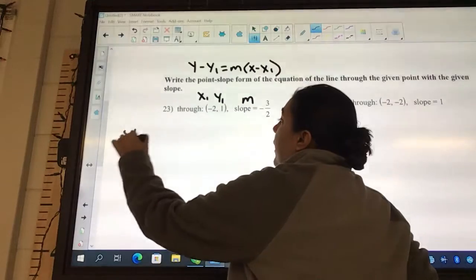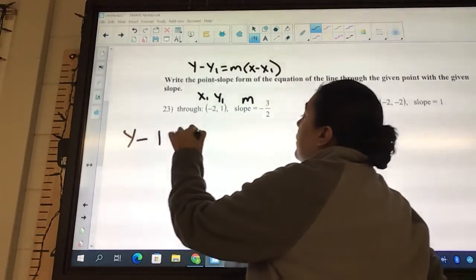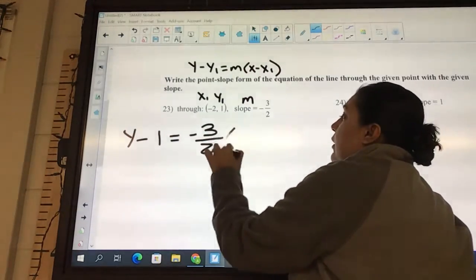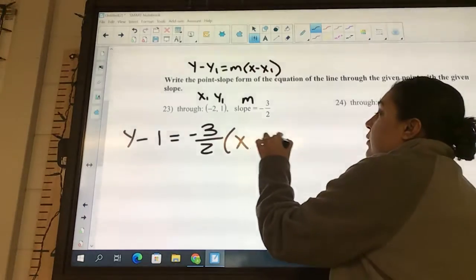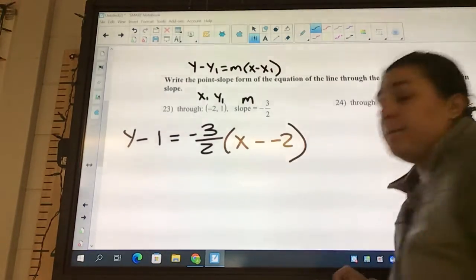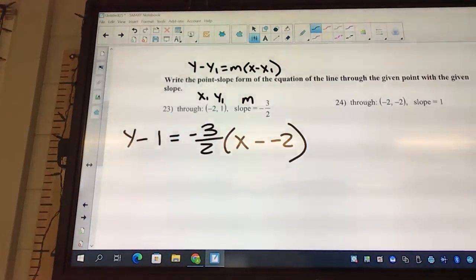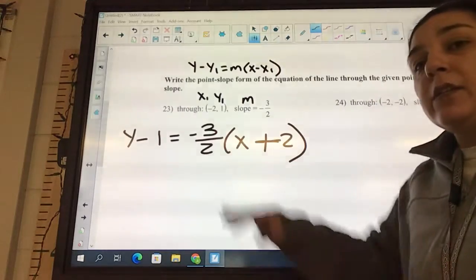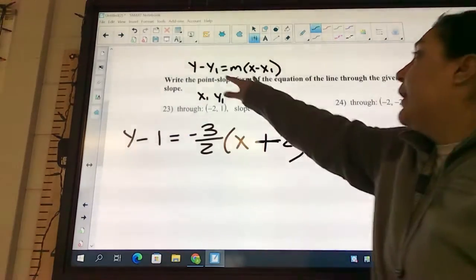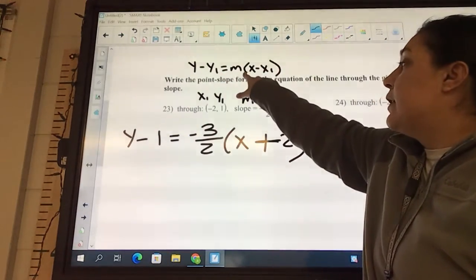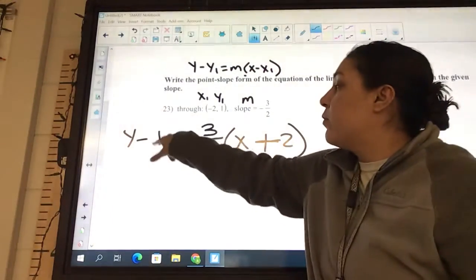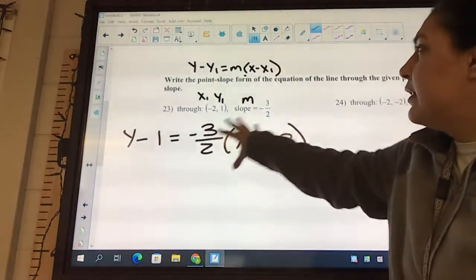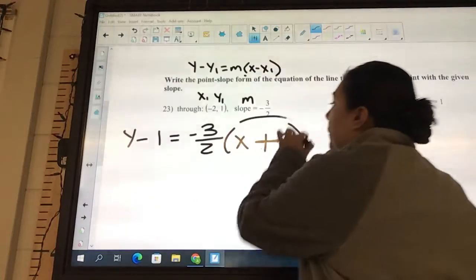So we got y minus 1 equals -3 over 2 times x minus x1, which is -2. What do we do with that minus minus? We've got to make it into a plus. Are we done, or do we need to distribute and keep going? Well, my answer should have parentheses in it, and it should say y minus something y1. And it does. It looks right. So we can stop.